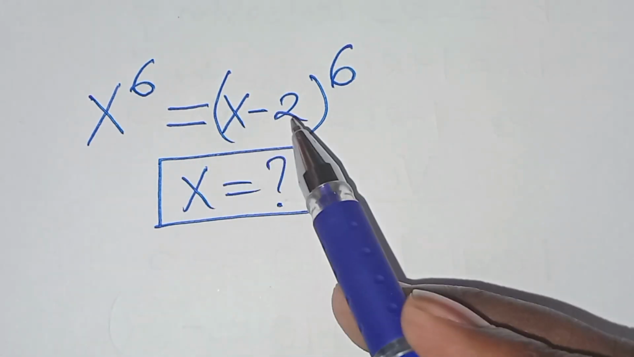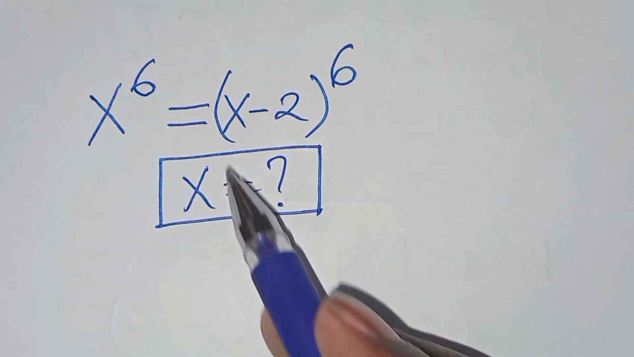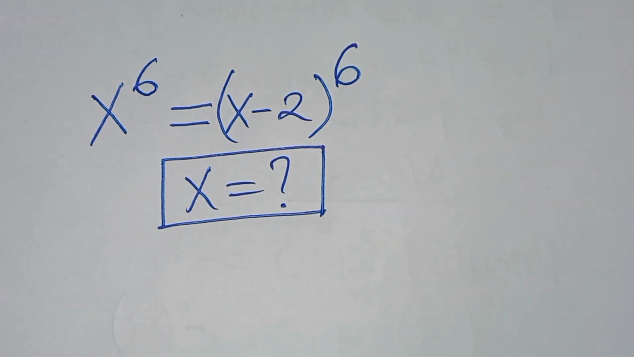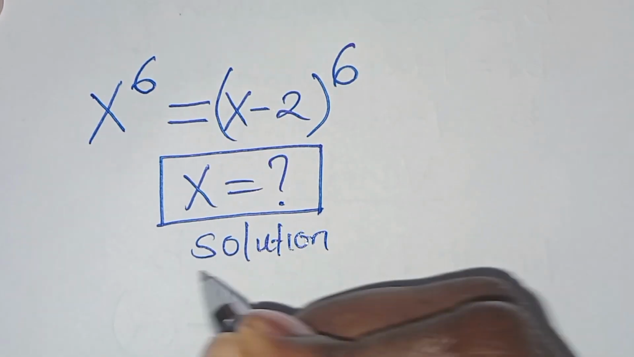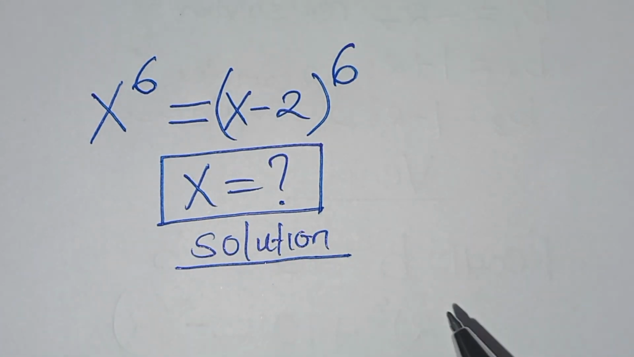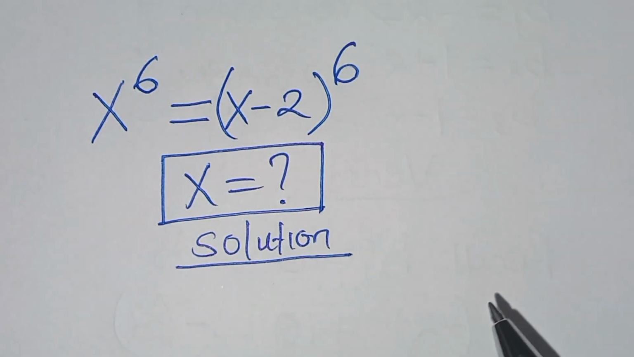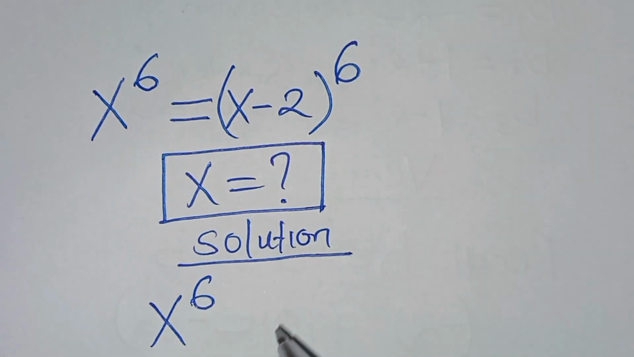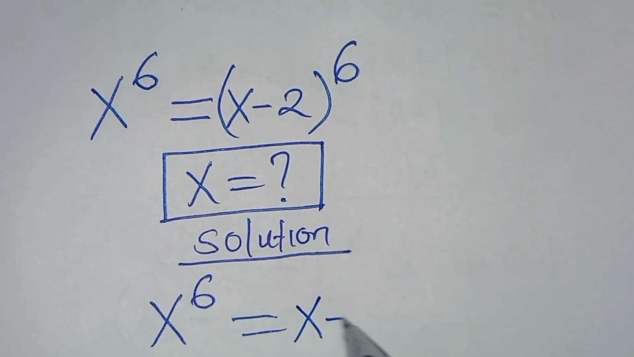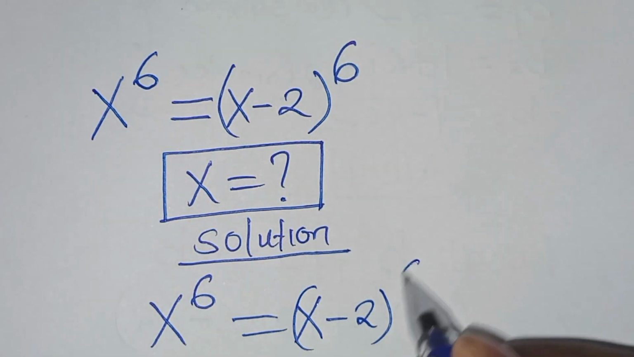This is equal to (x minus 2) to power 6. What are the values of x? Now, let's begin the solution from here. Remember, we are solving for both the real solutions and complex solutions. So we have x to power 6 equal to (x minus 2) raised to power 6.